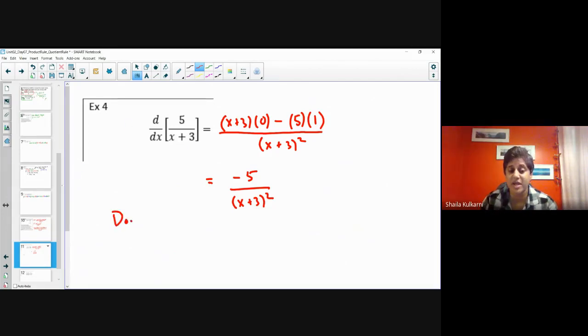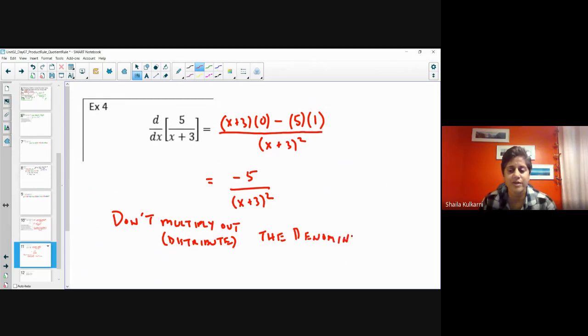I'm going to the denominator. Don't multiply the denominator. Okay, don't multiply out, which is also called distribute. Don't distribute the denominator. Just leave it as is. It will always be easier for you to do that. So don't distribute the denominator. Okay.